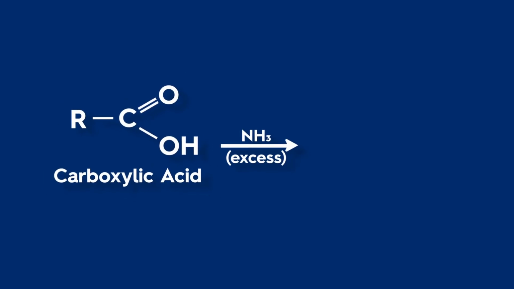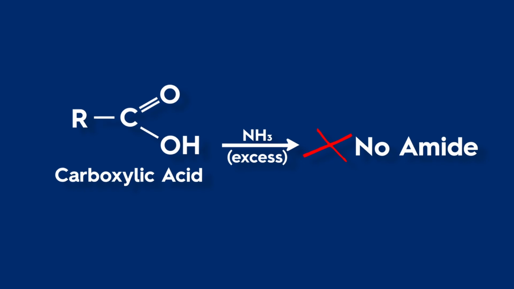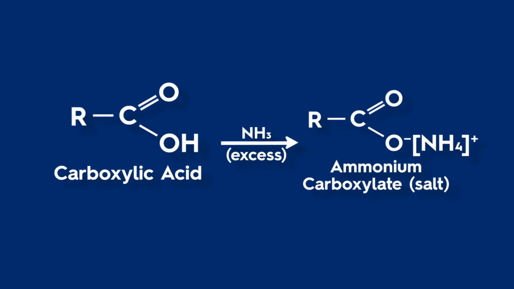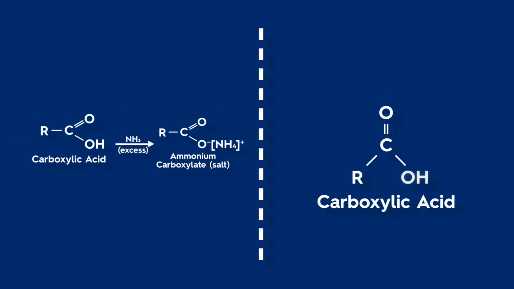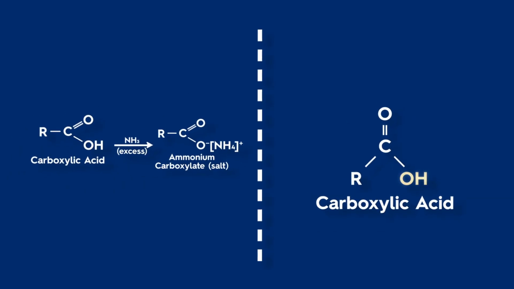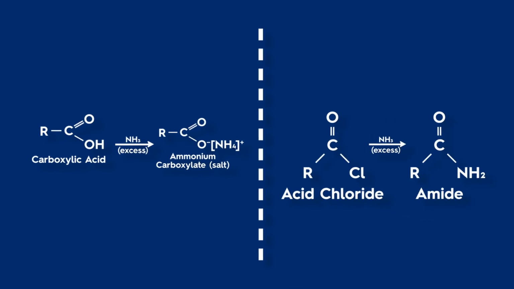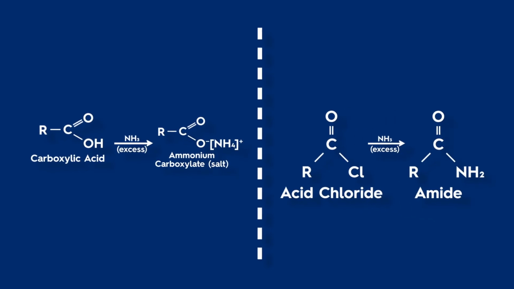Here's a common mistake to avoid. Simply mixing a carboxylic acid with ammonia doesn't make an amide under mild conditions. It just forms an ammonium carboxylate salt. To actually make an amide, the carboxylic acid must first be activated by converting it into an acid chloride or by using peptide coupling reagents in biochemistry.